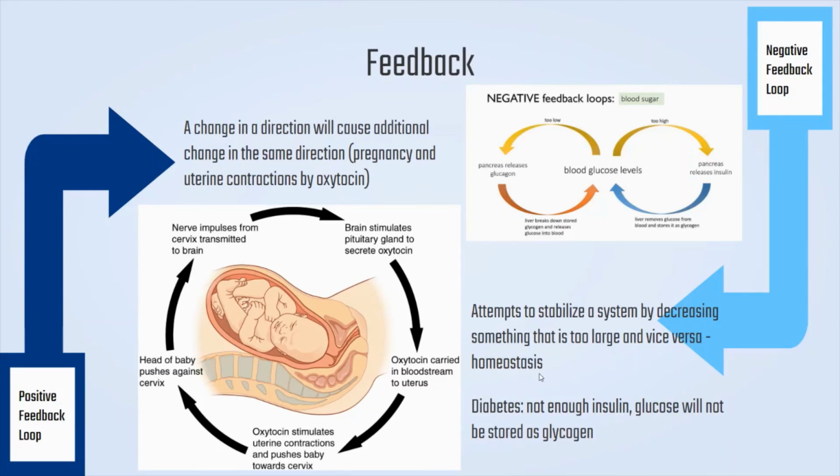And diabetes is something that happens when there's not enough insulin, so homeostasis is not maintained. And as a result, glucose will not be stored as glycogen and glucose levels will be too high.